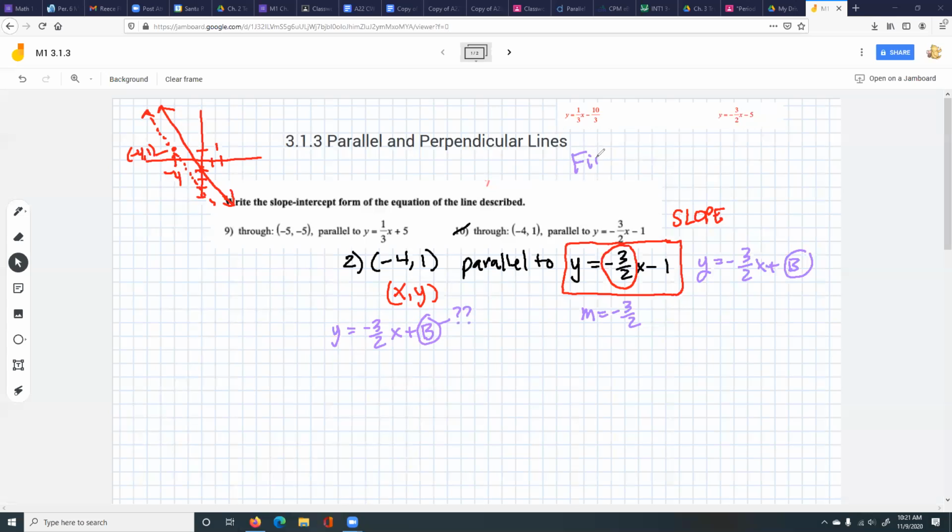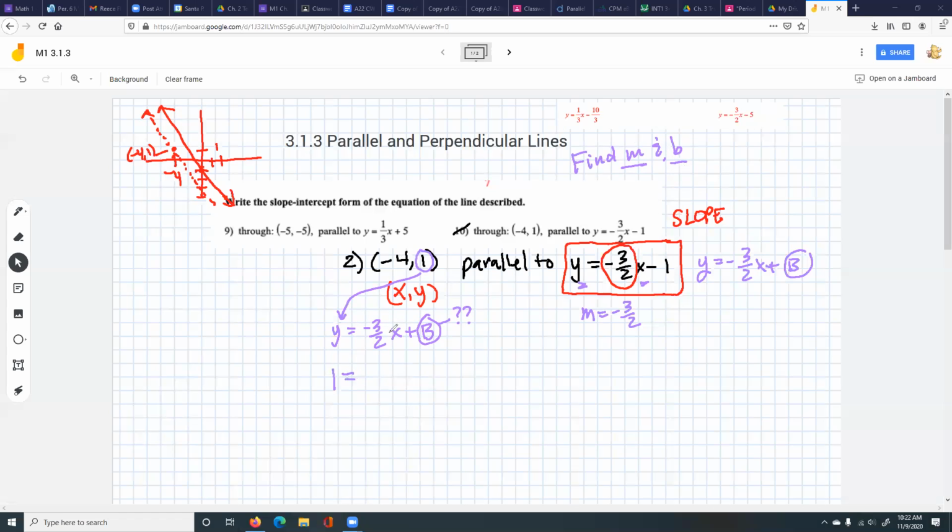You have two things you need to find. You need to find m and you need to find b. Find m, find b. We found m already. It's right there. Now we need to find b. So to find b, I need to plug in my x and my y, which is right here. But we're going to start with the y, right? So my y value is 1.